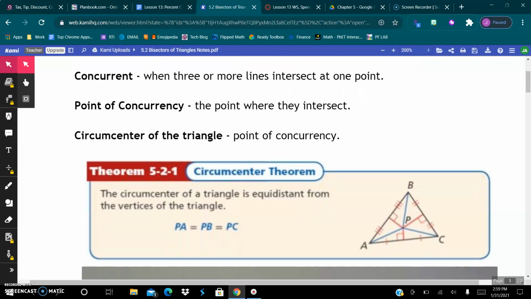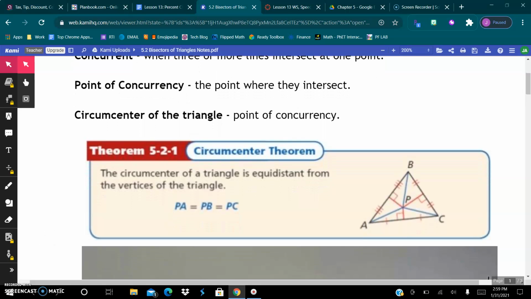Three vocab words here: concurrent, when three or more lines intersect at one point. The point of concurrency is that point where they intersect. And the circumcenter of the triangle is also called that point of concurrency.